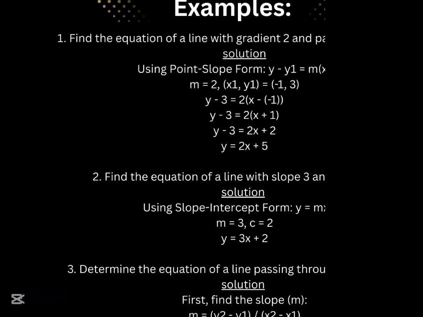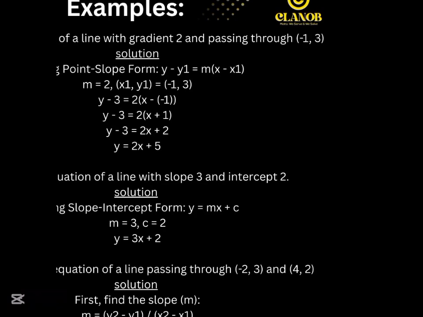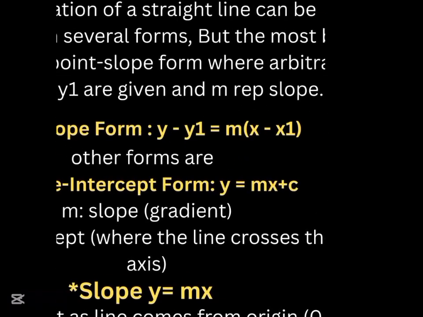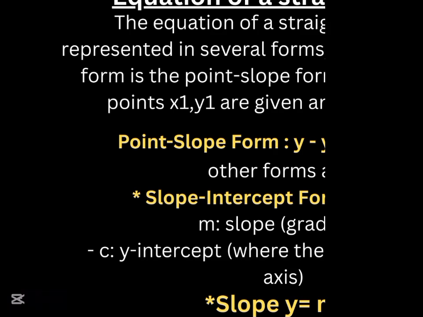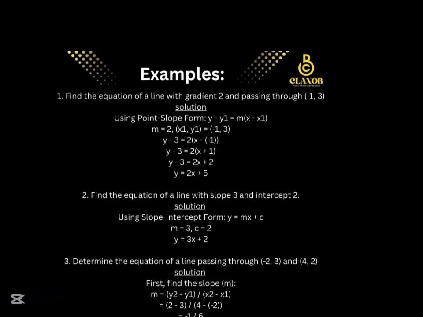Now the first example here is to find the equation of a line with gradient 2 and passing through the point (-1, 3). Now let's go back and look at our point slope formula. You have y minus y1, where y1 is your point, and your m here represents your gradient. Your x1 here is your point. Your x and y are constant, they don't change, right? So you're only given values of x1 and y1 to substitute, and then you can find the equation of the straight line.